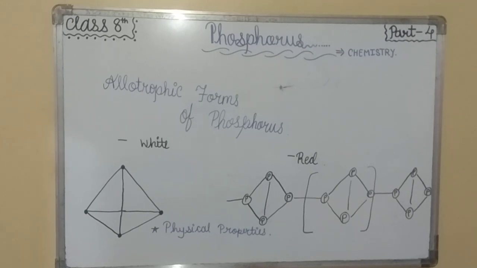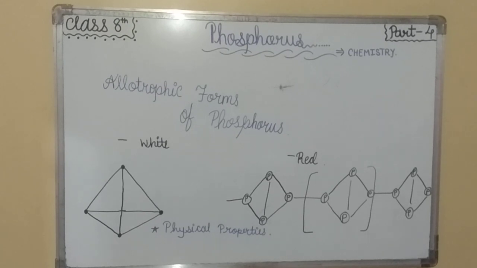The second property is odor. White phosphorus has a garlic smell, and red phosphorus is odorless. The third property is density. White phosphorus is 1.82 gram per centimeter cube, and red phosphorus is 2.35 gram per centimeter cube. The fourth property is boiling point. White phosphorus is 280 degrees Celsius, and red phosphorus is 417 degrees Celsius.